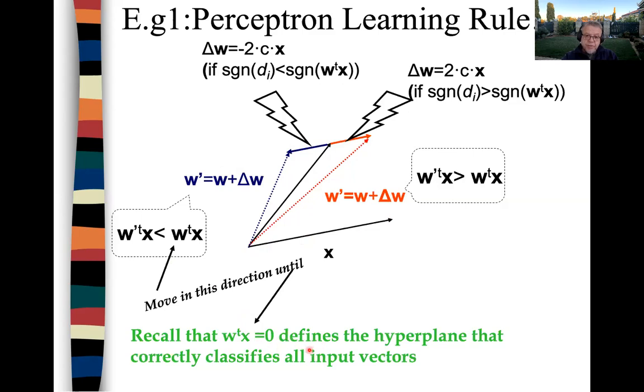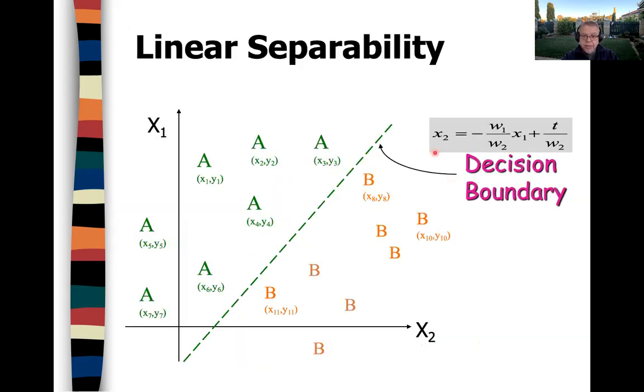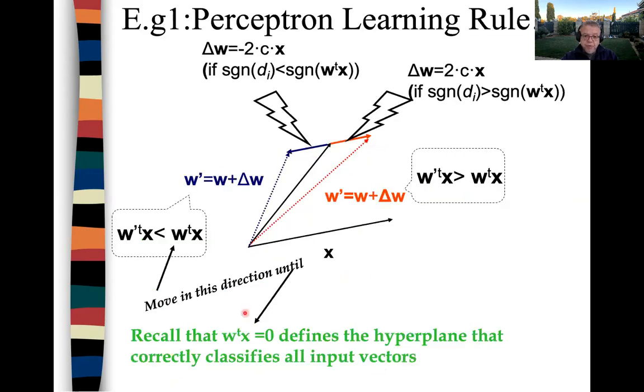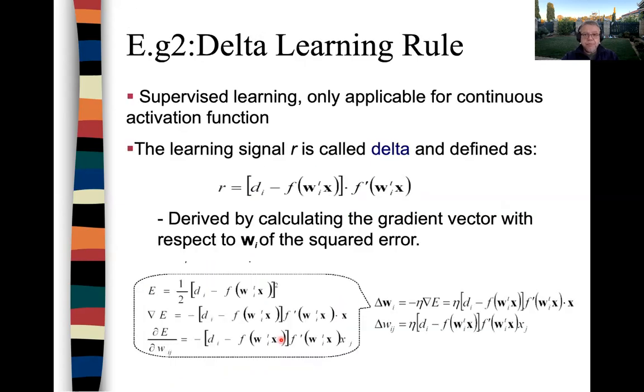And we've seen that this defines the hyperplane that correctly classifies all input vectors. Just like in this case here that we've seen before, you want to classify these two inputs. So this is the equation of the hyperplane. It is given by w transpose x equals zero.